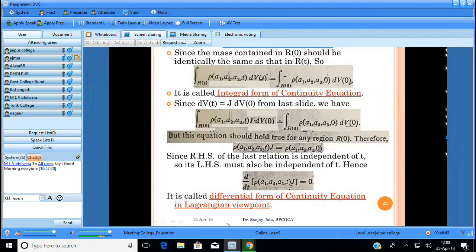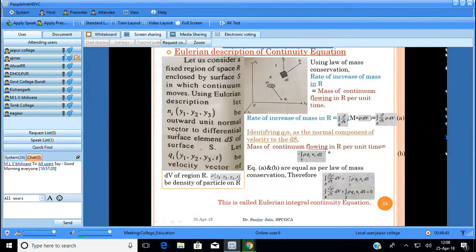T is also variable. So next we are taking the Eulerian description, the continuity equation. Consider a fixed region of space R enclosed by a surface S, in which the continuum moves using the Eulerian description. Let n_i be the unit normal vector in the final coordinate system y1, y2, y3.